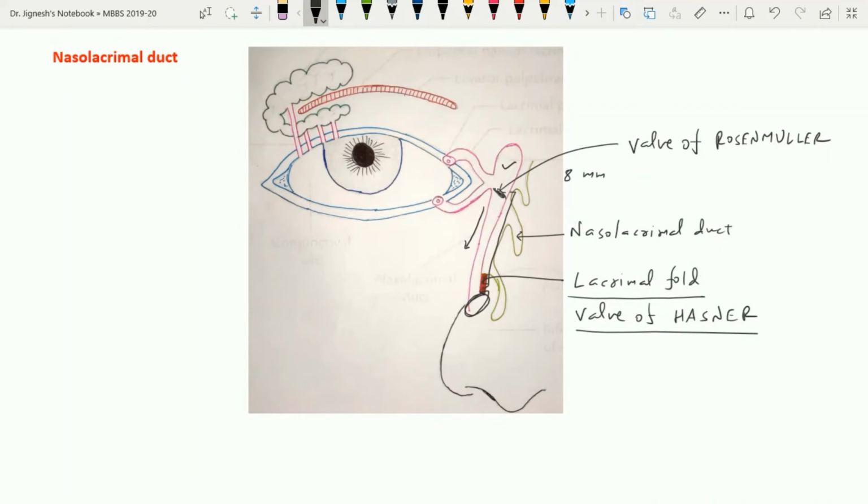When we see the structure of this nasolacrimal duct, inside it is lined by stratified columnar epithelium, and outer to this stratified columnar epithelium we find the fibroelastic tissue.